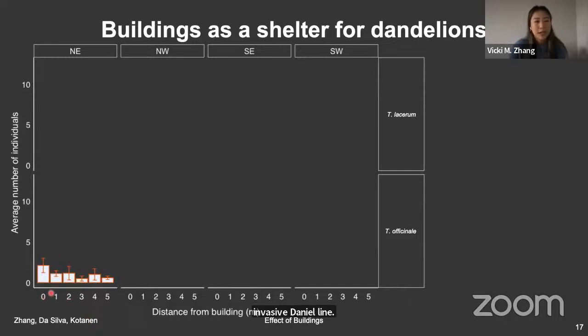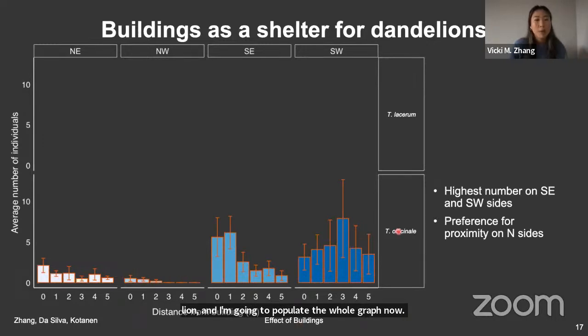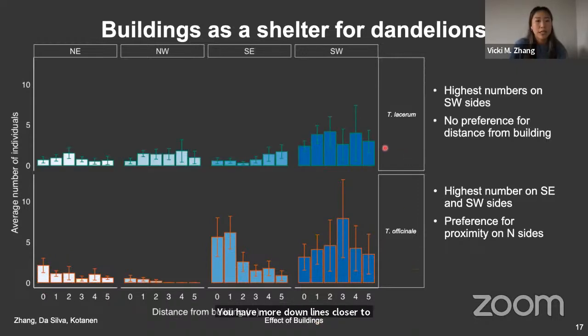So I'm just putting up one panel here so far. This is just the northeast side for common dandelion. And I'm going to populate the whole graph now. So this is just the data for common dandelion, where we're seeing the highest number of dandelions along southeast and southwest sides, and there is a preference for closer proximity to buildings, where you have more dandelions closer to buildings. Whereas we don't see that pattern for native dandelion. There are higher numbers on southwest sides, but there's no real preference for closer distance to buildings.